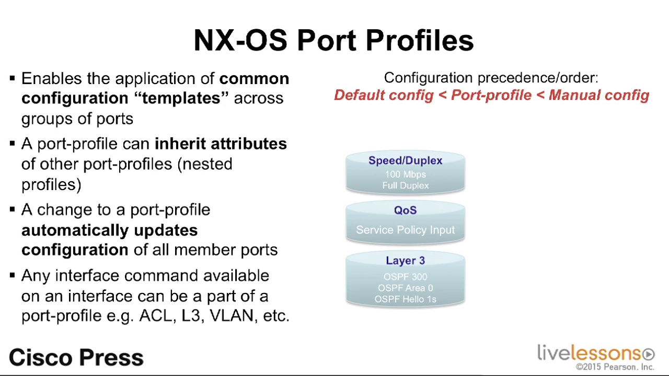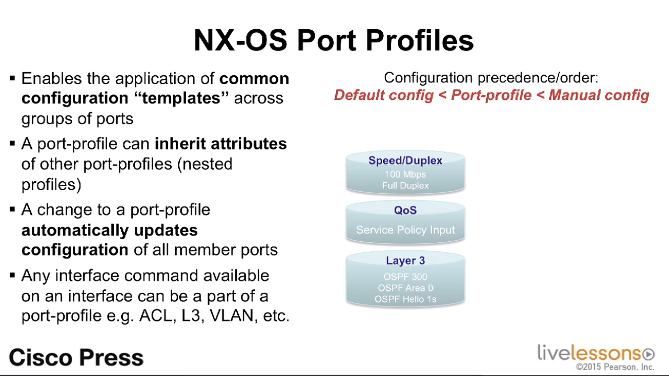A port profile can be nested, so you can have one port profile inherit attributes of another port profile, and these port profiles are updated dynamically when you make a configuration change. So it's not like a macro would be in IOS. So if you make a change to a port profile, it automatically changes anything that inherits that port profile. And any interface command is available on an interface as part of a port profile.